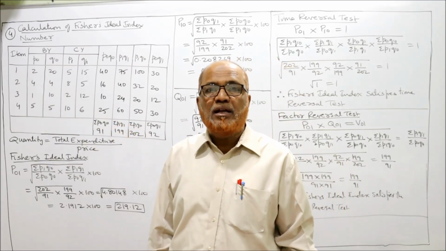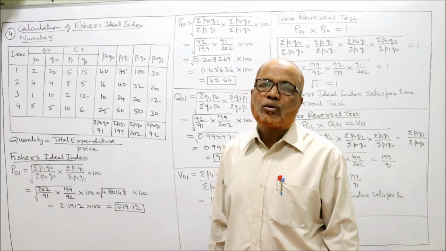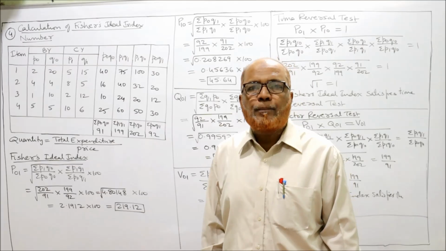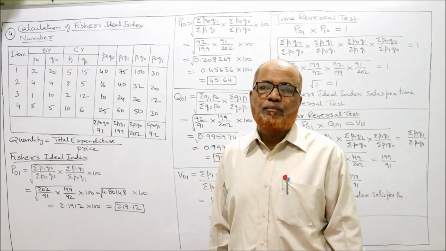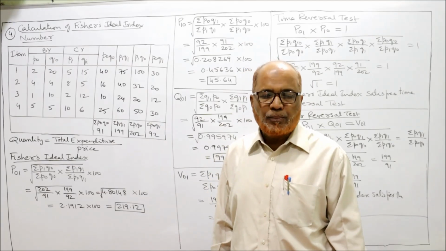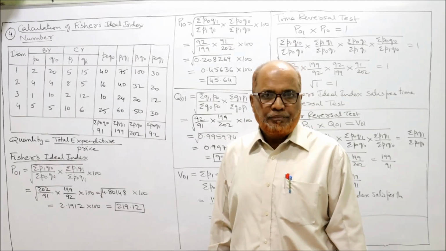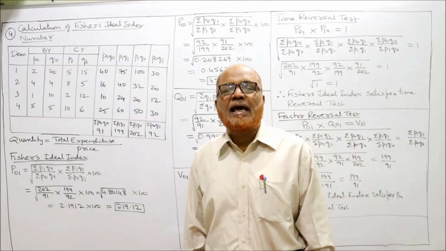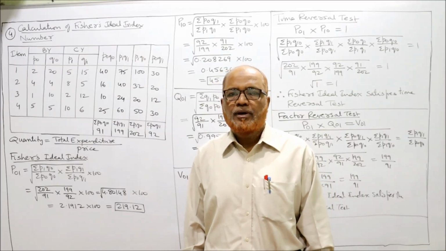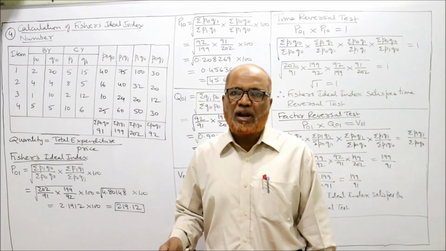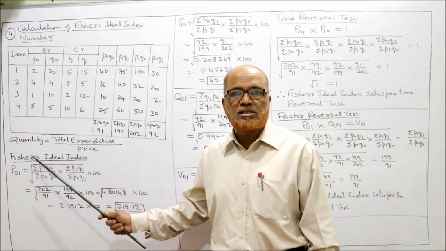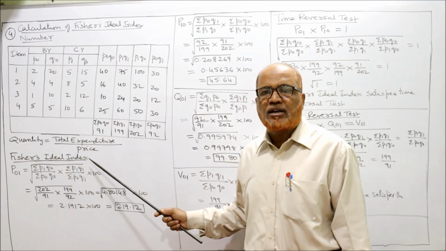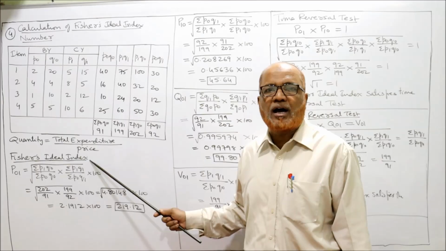Then total expenditure is given. We don't require total expenditure directly. For calculating Fisher's ideal index, we need the price and quantity of base year and current year. But in the problem, quantity is not given. In the previous problem I explained how to find the quantity when expenditure is given. There is a formula: quantity is equal to total expenditure divided by price for every item.